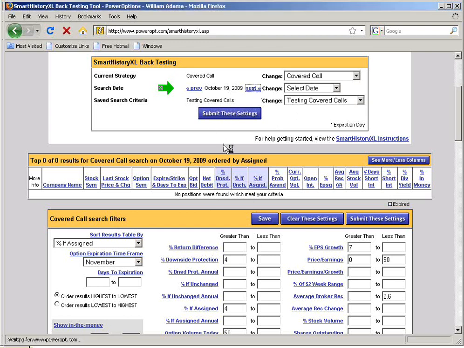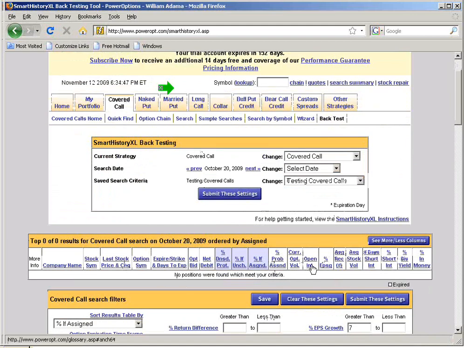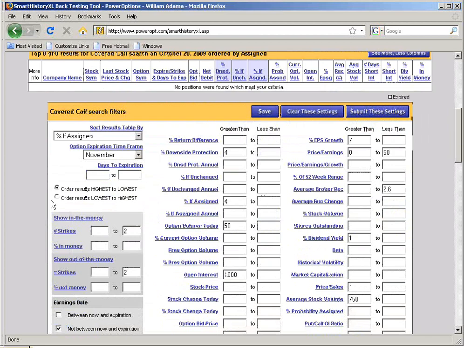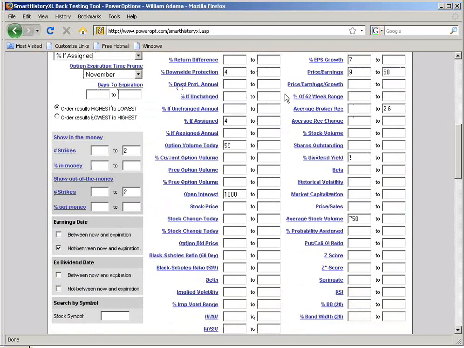Let's go forward. We're just going to click on next. We're going to see October 20th. Nothing matches on October 20th. Now, does anyone know why? Well, one of the reasons might be, we reviewed these a little bit earlier. Remember that I had selected to only see stocks that do not have an earnings date between now and expiration. I didn't want any sudden surprises.